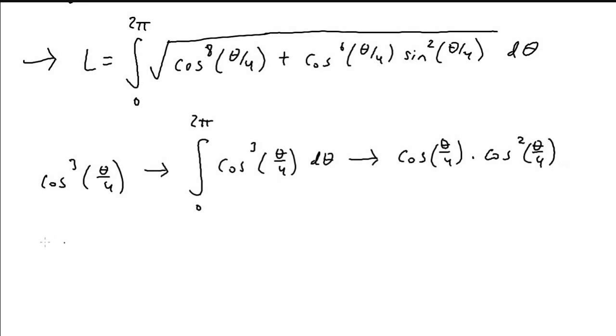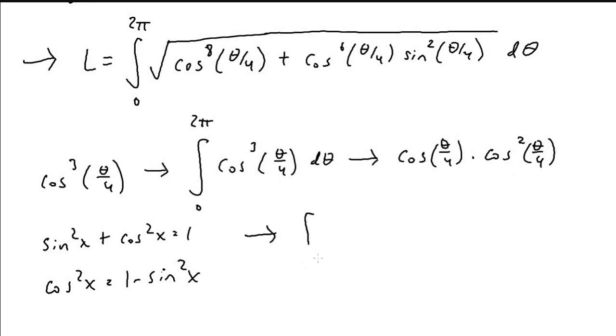Now, by using the trig identity, we know that sine squared of x plus cosine squared of x equals 1. So then cosine squared of x equals 1 minus sine squared of x. So I can replace cosine squared with 1 minus sine squared of theta over 4. So we can rewrite it as the integral of cosine of theta over 4 times 1 minus sine squared of theta over 4 d theta.